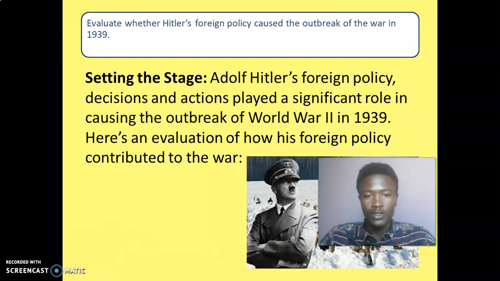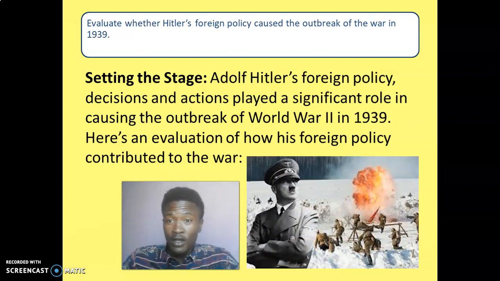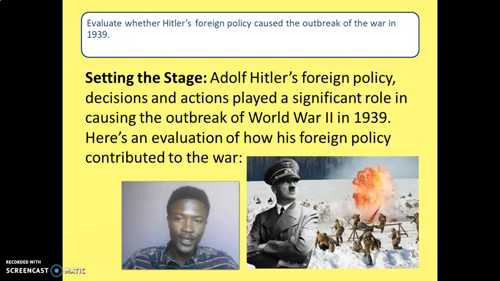Okay, let us put this one somewhere here. Okay, we have our specific objective there. Evaluate whether Hitler's foreign policy caused the outbreak of the war in 1939. Alright, so focus here, setting the stage.